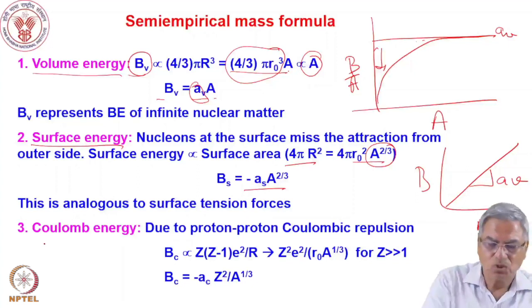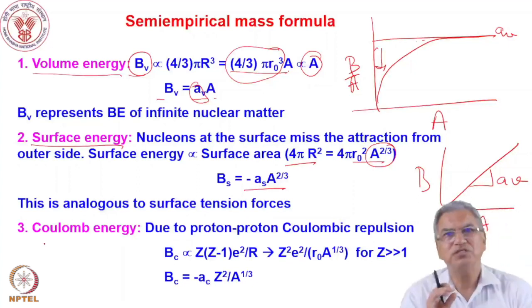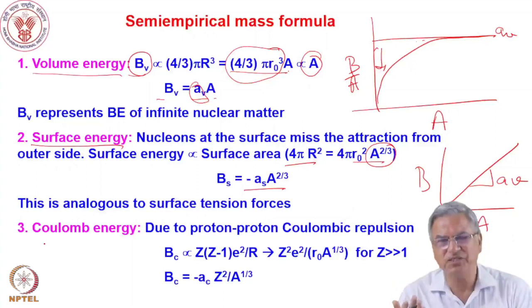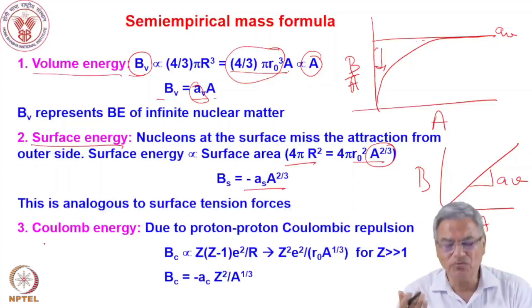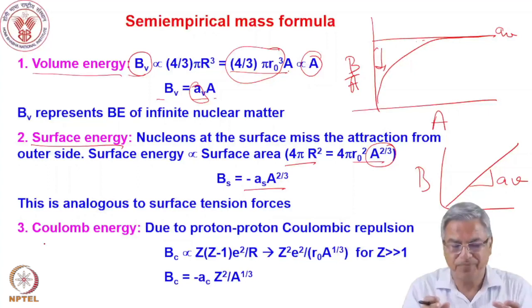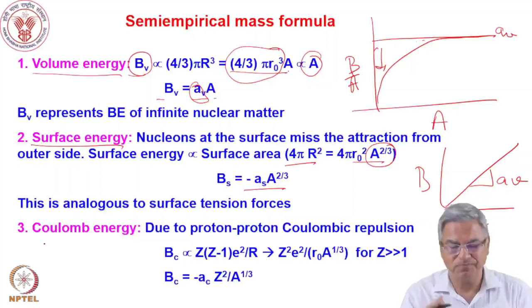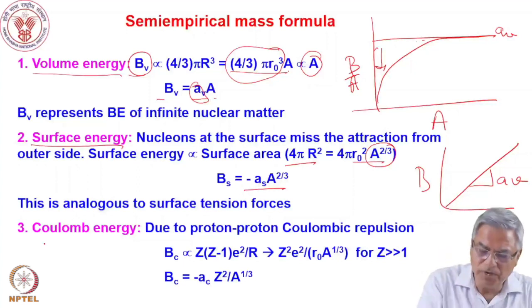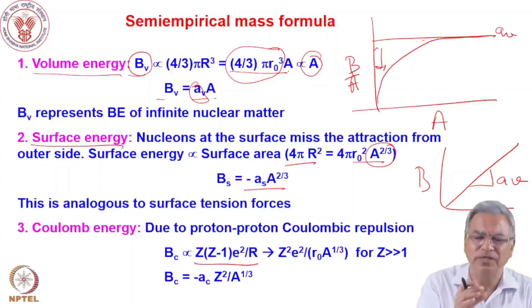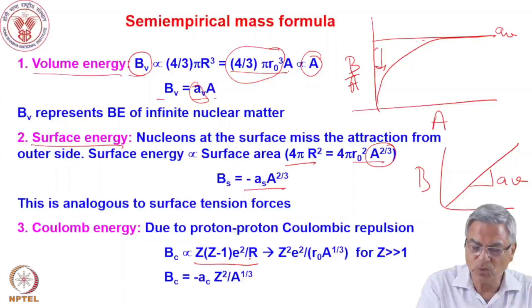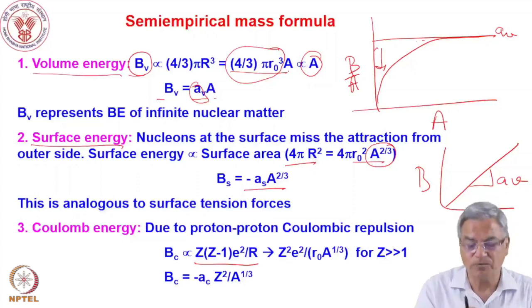The third term is the Coulomb energy term, and this Coulomb energy term comes into the binding energy because the protons are repelling each other, and so they will try to destabilize the nucleus. They would like to be away from each other, and so the Coulomb energy term is again a subtraction from the volume energy term. Now how to calculate the Coulomb energy? For a sphere with Z protons, each proton will interact with the remaining Z minus 1 protons. So the Coulomb energy of a sphere containing Z charges is Z into Z minus 1 e squared upon R, where R is the radius of the sphere.